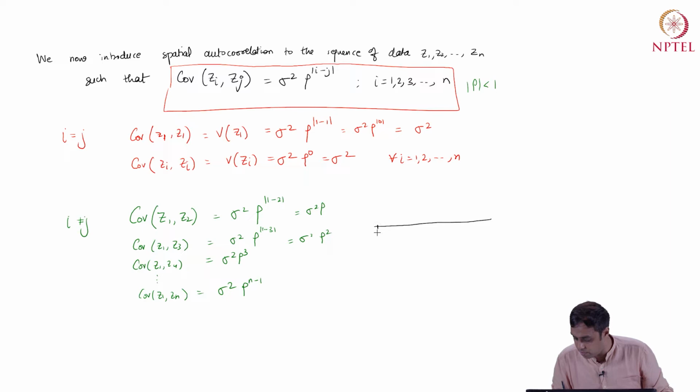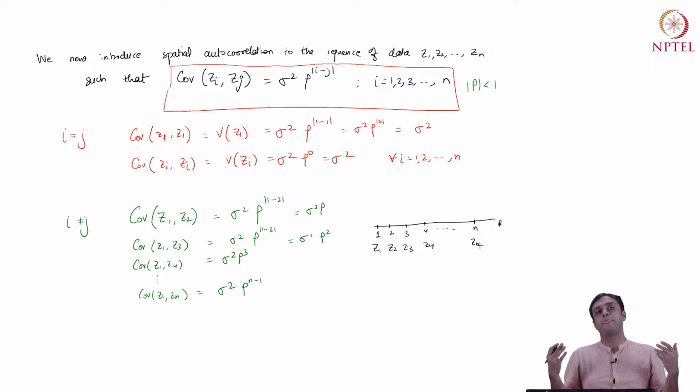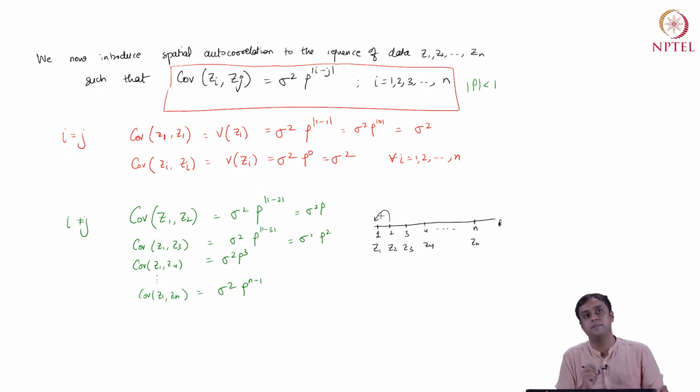So I'm going to simply put location. So this is a real space. So location 1, location 2, location 3, location 4, keep going, till location n. And the idea is at each of these locations you have data Z1, Z2, Z3, Z4, and Zn. So these are realizations on space. The value that I realize on Z1 has a dependence metric that specifies the spillover effect of location 2, spillover effect of location 3, spillover effect of location 4, and so on and so forth.